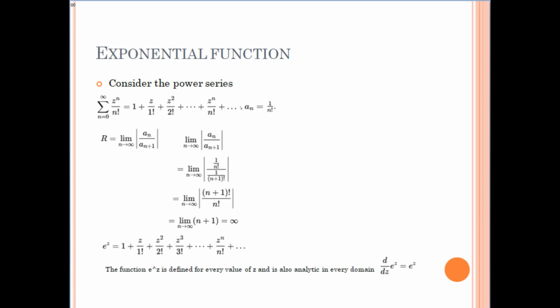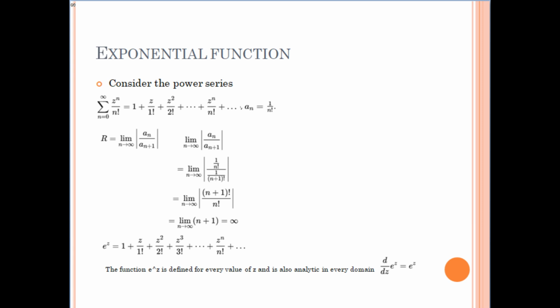Taking the limit as n tends to infinity of modulus of a_n divided by a_(n+1), which equals the limit of (1 divided by n factorial) divided by (1 divided by (n+1) factorial). Solving this, the limit as n tends to infinity of (n+1) factorial divided by n factorial. This (n+1) factorial can be written as n factorial times (n+1). Therefore, n factorial and n factorial cancel, which equals the limit as n tends to infinity of n plus 1. Substituting n equal to infinity, we get infinity, so R equals infinity.